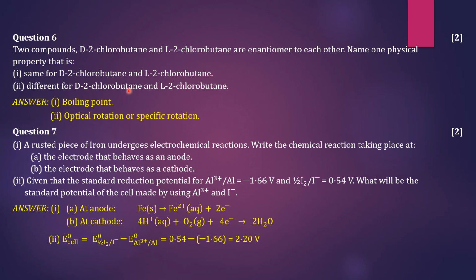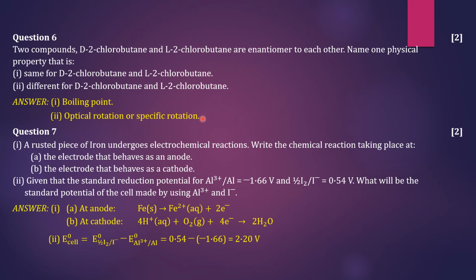The only property, since they are enantiomers, that is, optical isomers, that will be different is their optical property. So you can write optical rotation or specific rotation, that is the angle by which it rotates the plane polarized light. One will be dextrorotatory, rotating the plane of polarization clockwise, the other by the same angle but anticlockwise, so they will be equal and opposite. If D-2-chlorobutane is plus theta degree clockwise, then L-2-chlorobutane will be the same theta degree but anticlockwise, that is minus theta degree.